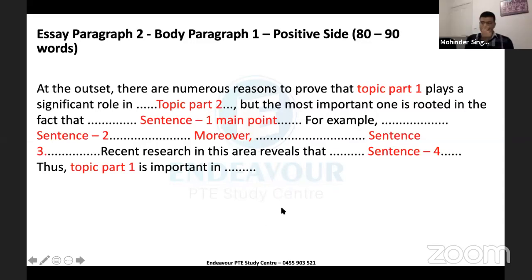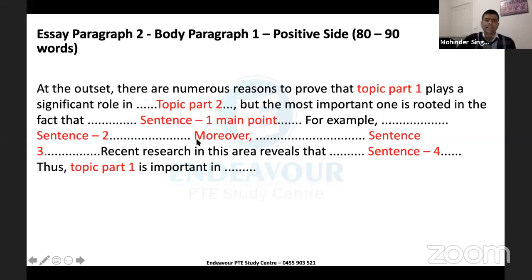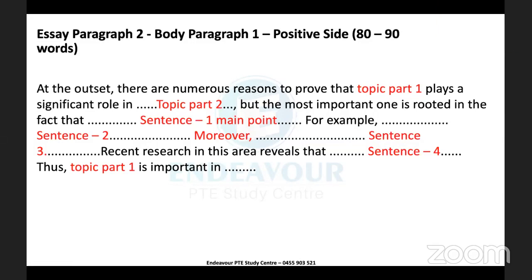Any question here on this screen? Can you please clarify again the moreover? It's just an additional. Basically, if you want to add another side point supporting the main point, you can start with moreover, but you're not necessarily required to add this sentence at all. You can just start from here. So you have one sentence here, one example sentence, and one sentence here, and then your conclusion sentence.